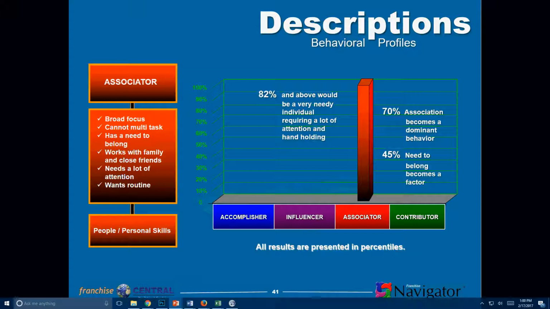And trust is very important to them. If you tell them you're going to call at 4:30 on Friday, you better call them at 4:30 on Friday. Or better yet, you call them at 4:25. If you're late, it starts to diminish their trust in you. The associator has a much broader focus than the influencer, but they can't multitask. They drill down, not across. So it's vertical, not horizontal. They work with family and close friends, need a lot of attention, and want the routine.